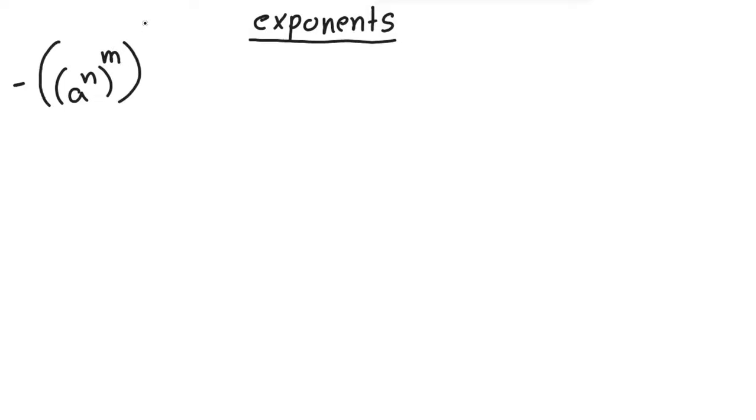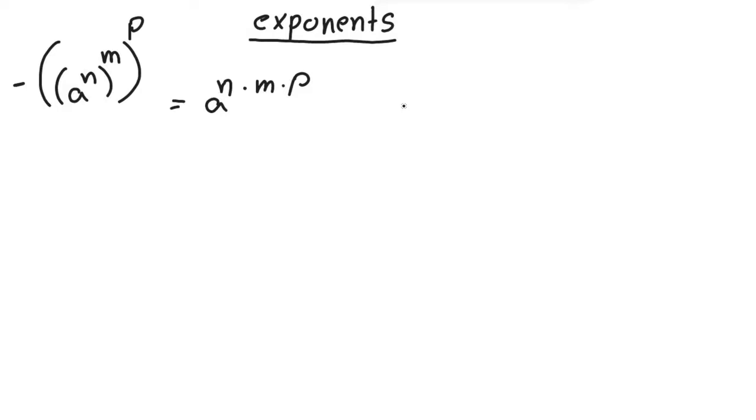Another rule is, if you have power to the power, like a to the power of n, then to the power of m, or you can even add more, for example to the power of p. It's equal to a to the power of n times m times p. Just multiply all of them.